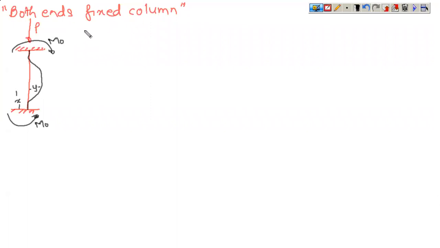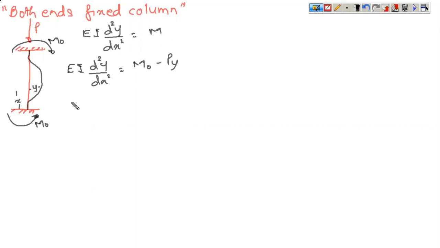Okay, so coming to the basic deflection equation, EI d2y by dx2 is equal to M. Here this can be written as EI d2y by dx2 is equal to M naught minus Py. This M naught is due to a constant moment, and minus Py is because the buckling shape will carry a negative sign as per the sign convention.